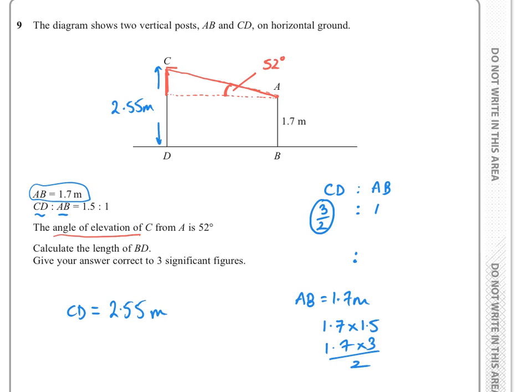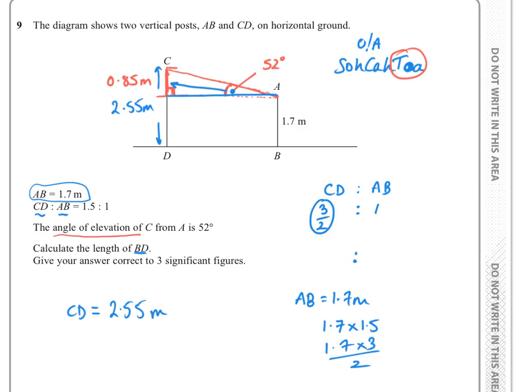So the nice thing is we can work this length out here. It's 2.55 minus 1.7, which is 0.85 metres. And then we've got a nice right angle triangle here because this is the horizontal. So in this right angle triangle we've got the angle here, we've got the opposite, and we've got to work out BD, which is the adjacent. So if we've got the opposite and the adjacent, then without going into too much detail of the trigonometry, it's this one we want. Tan is opposite over adjacent.